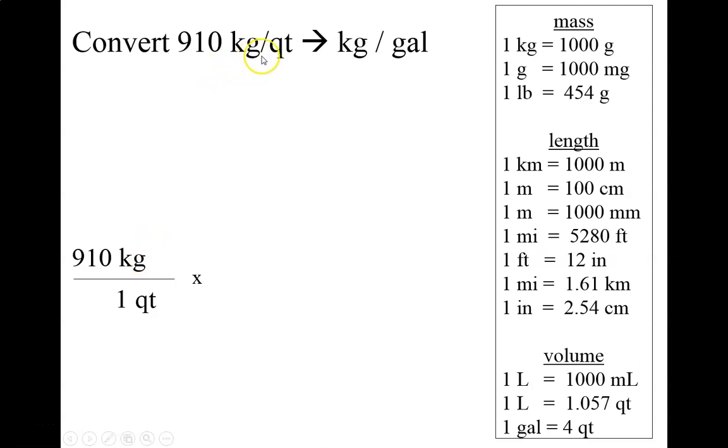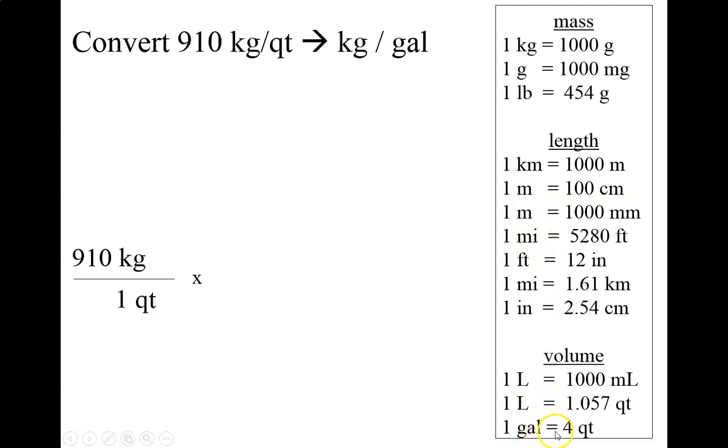If you get what I call a fraction unit, where you've got kilograms per quart, you draw it with the unit that's on the bottom of the fraction on the bottom, like this. So 910 kilograms per quart. When you get a fraction unit, draw it like this, where the unit is divided on top and bottom. Now we're going to convert to kilograms per gallon. Kilograms stays the same, but I need to convert quarts to gallons. So let's take a look.